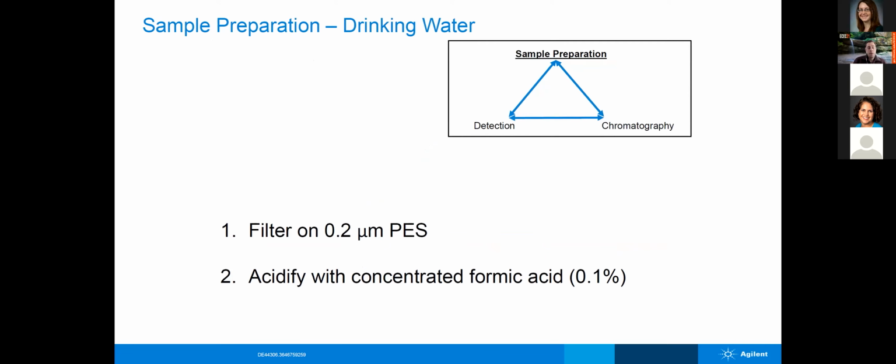So sample prep for drinking water is pretty simple. We wanted a method that didn't involve any derivatization, that didn't involve any type of exhaustive sample prep. So really all we need to do for drinking water was filter on a 0.2 micron PES, and then acidify with formic acid. That means if we have 10 mLs of water, we put 0.1 mL of formic acid in it.